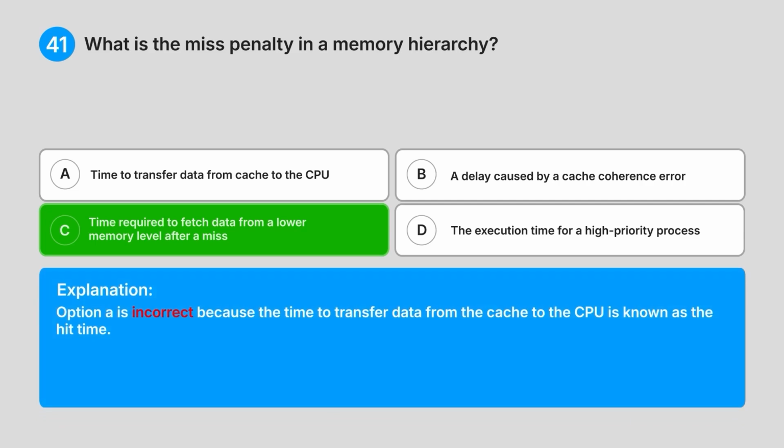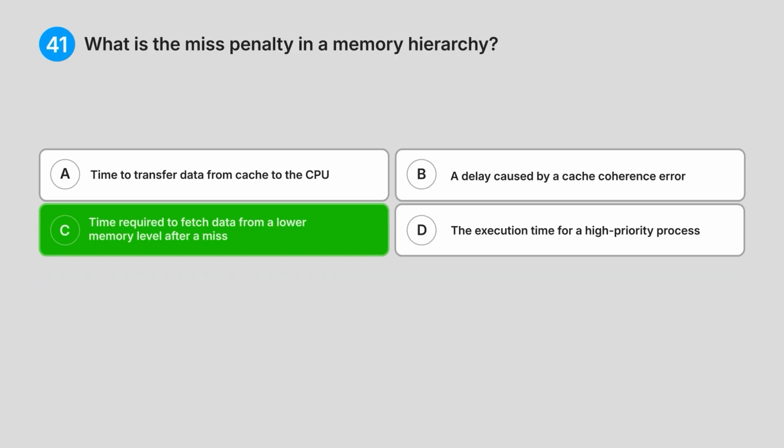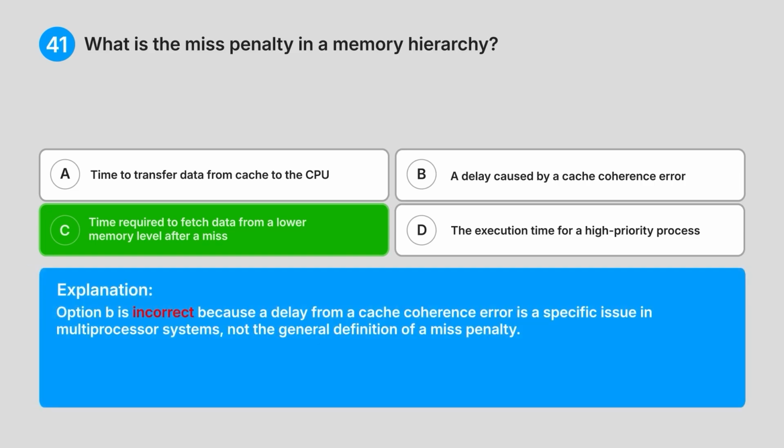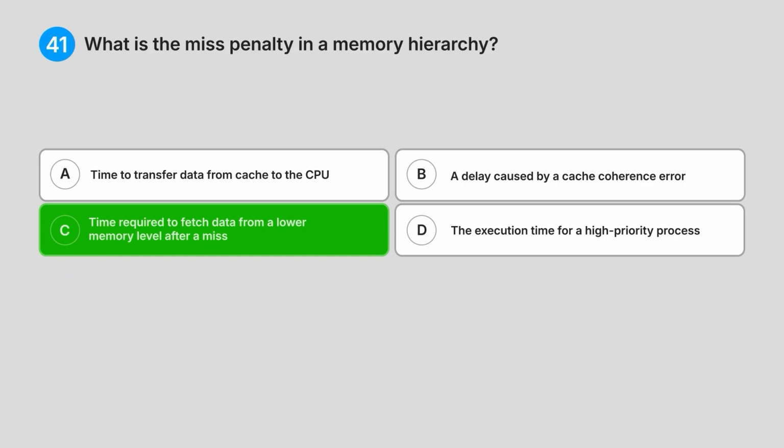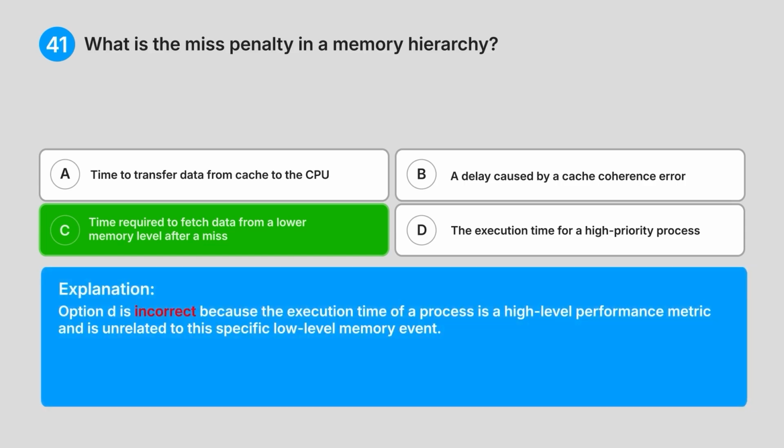Option A is incorrect because the time to transfer data from the cache to the CPU is known as the hit time. Option B is incorrect because a delay from a cache coherence error is a specific issue in multiprocessor systems, not the general definition of a miss penalty. Option D is incorrect because the execution time of a process is a high-level performance metric and is unrelated to this specific low-level memory event.